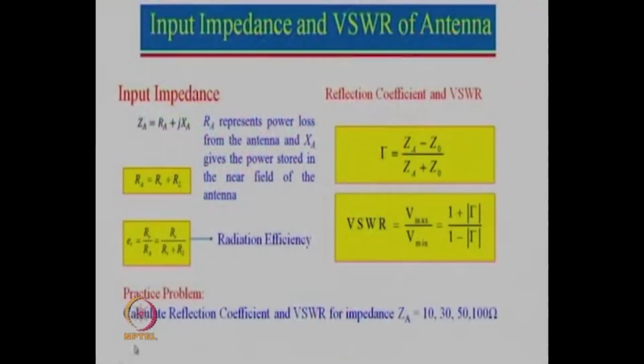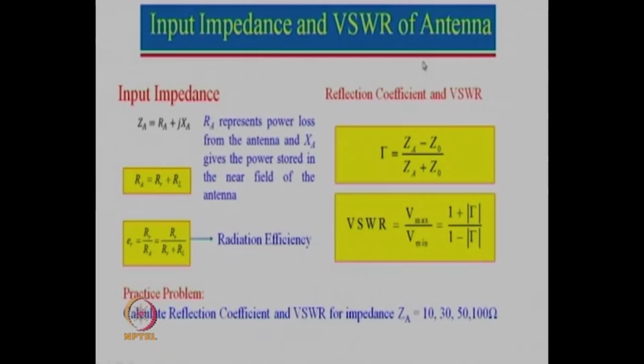So, we define efficiency as the radiation resistance divided by the total resistance. What are the losses? Losses in the antenna can be dielectric losses or conductor losses. That is what gives rise to the radiation efficiency.